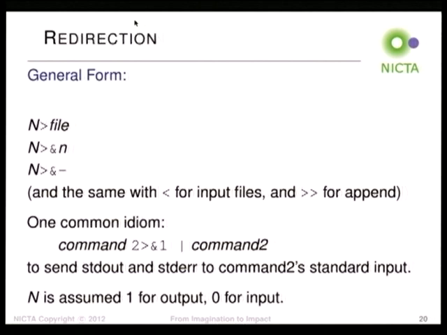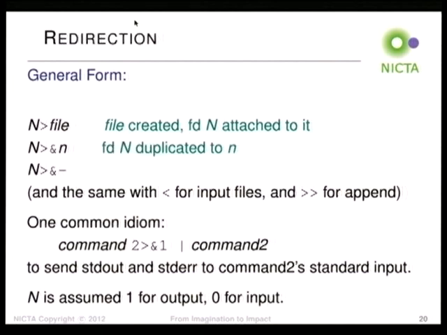The general form is like this. For output, n is assumed to be 1 if you leave it off. For input, n is assumed to be 0 if you leave it off. So n>file creates the file, truncates it to 0 length, and assigns it to file descriptor n. n>&m just duplicates it. And n>&- closes the file.